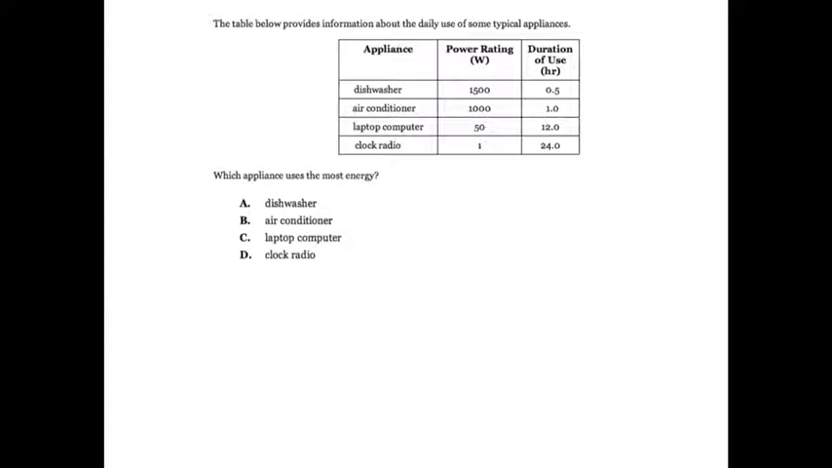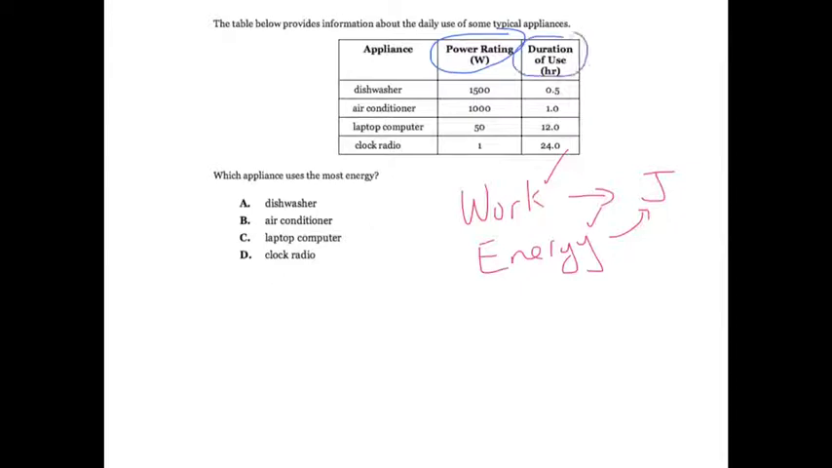The table below provides information about the daily use of some typical appliances. Which appliance uses the most energy? Well, if you first remember that work is all about transfer of energy from one thing to the next, and you know that work is represented in units of joules, and energy is represented in units of joules, you can figure out that if you know work, you know the energy. So let's see what we have. We have power in watts and duration of use in hours. So this is power, this is time, that's what those columns represent.